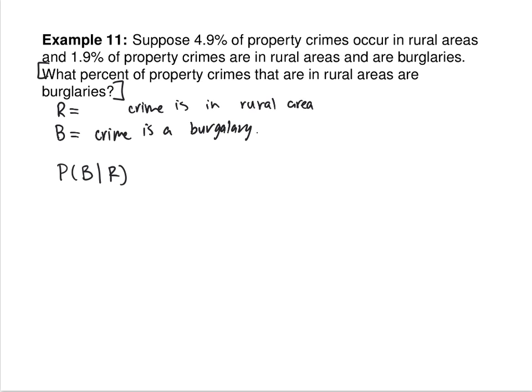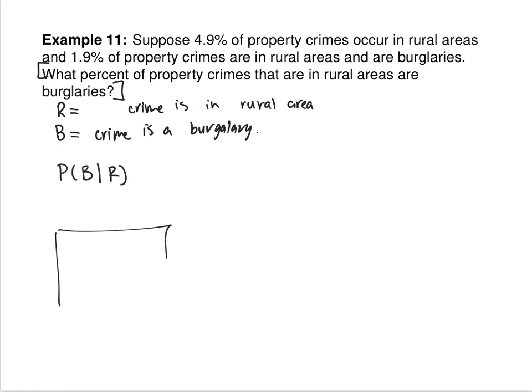Wouldn't it be the 1.9? No, that's the ones that are rural areas and they're burglaries. So that's like 1.9% of all total crimes are both in rural areas and they're burglaries. But the thing is, in rural areas, crime might be kind of rare. So the 1.9% looks at a bigger pool. It looks at all crime that happens everywhere.